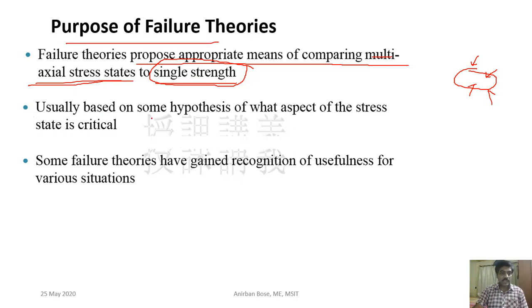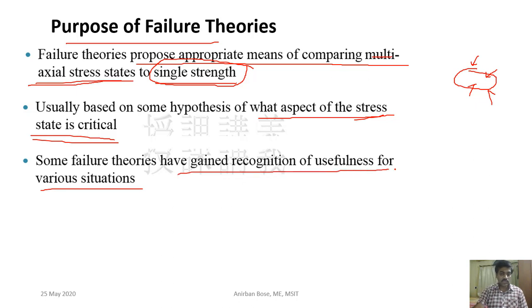So usually it is based on some hypothesis of what aspect of the stress state is critical. This is a very important thing. What aspect of the stress state is critical, that we'll see in different failure theories. You will gradually understand this concept. Now some failure theories have gained recognition of usefulness for various situations. Depending upon the different situations and the practice from history, some of the failure theories are very popular and commonly used.